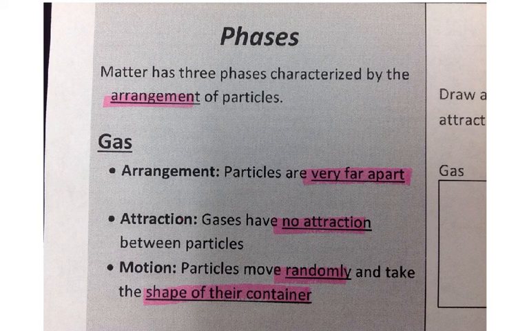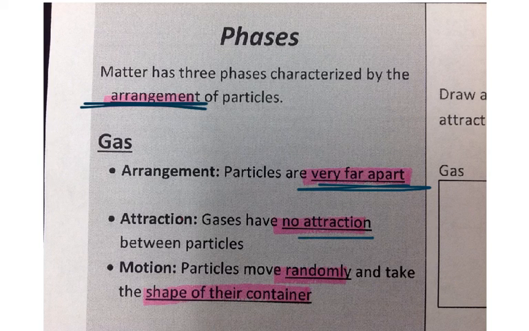So first off, matter has three phases that are characterized mainly by the arrangement of those particles. Like we all know that there's solid, liquid, gas, and stuff like that. But what we are really going to be looking at is going down to that particle level. So first off, in a gas, the particles are very far apart.